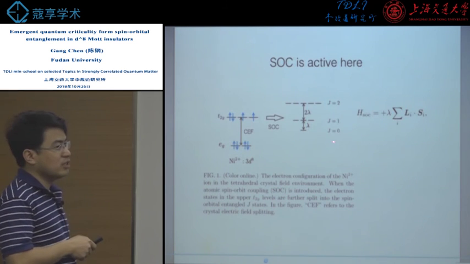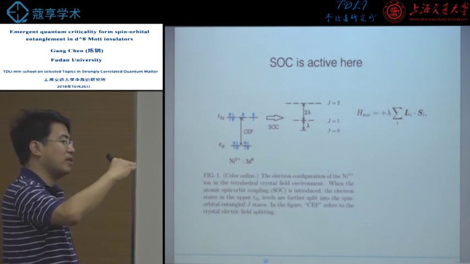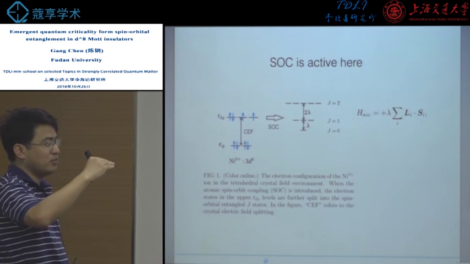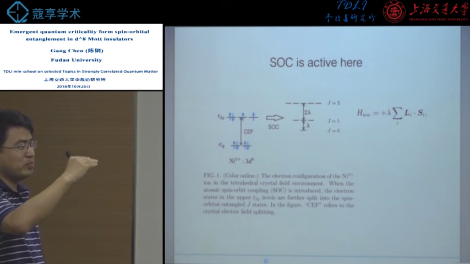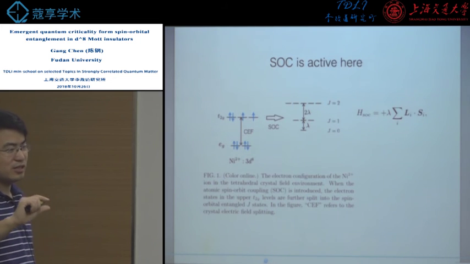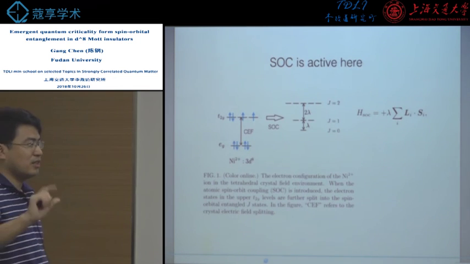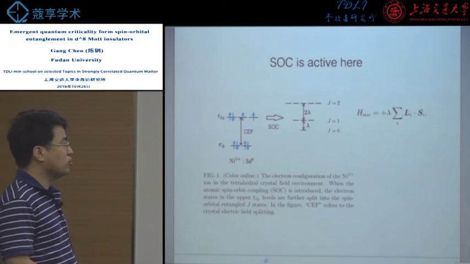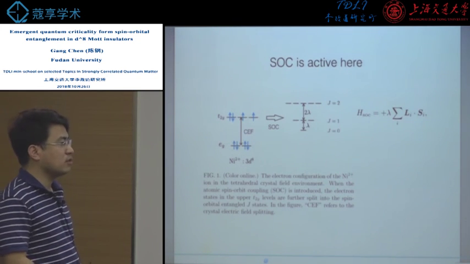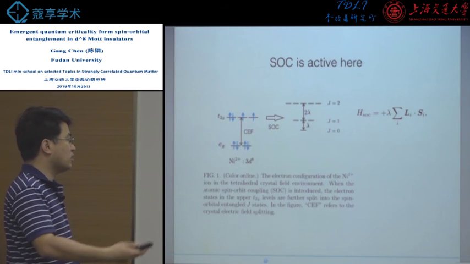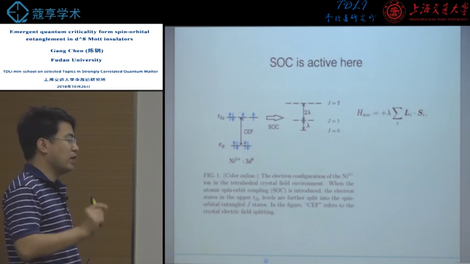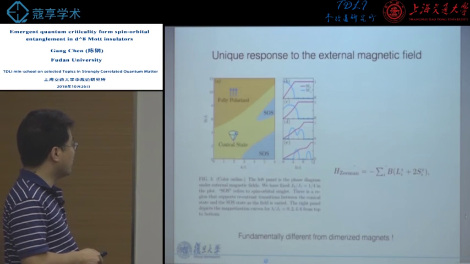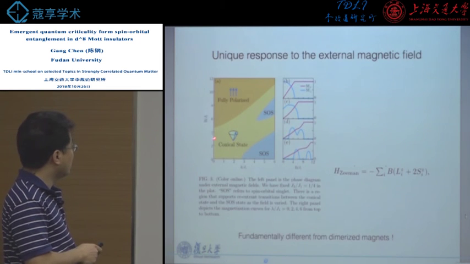But if you apply field, you will bring some of this excited band down. Eventually, when this excited band is brought down and touches the zero energy band, there will be a level crossing. That's where the quantum phase transition happens. So you can apply field to drive the system from a spin-orbital singlet state to a magnetic order. So you can do that by magnetic field. This is pretty cool.